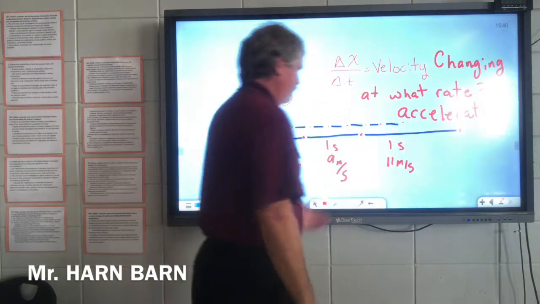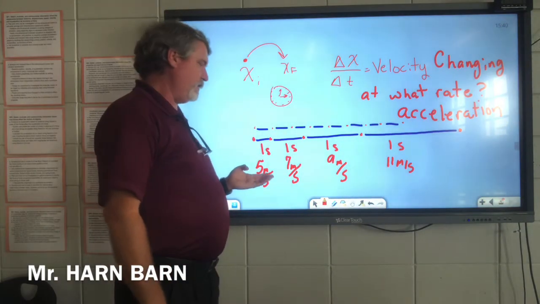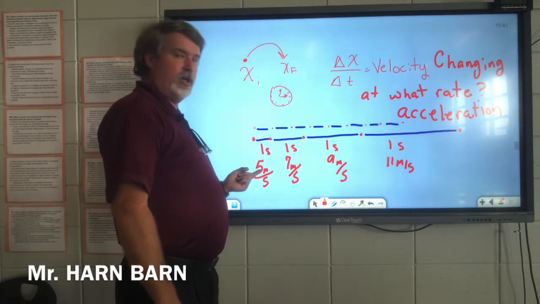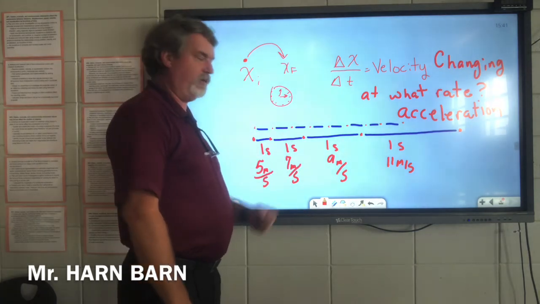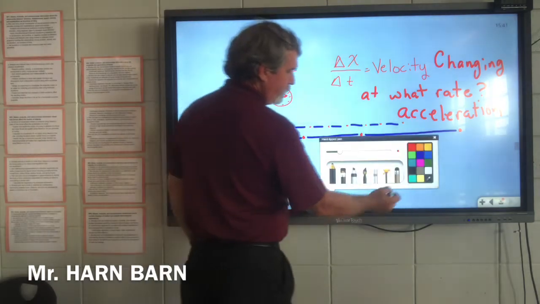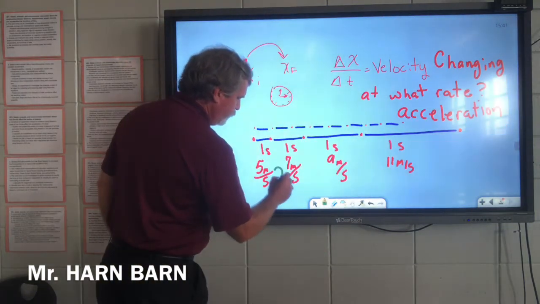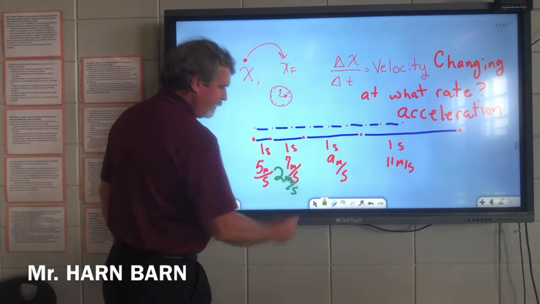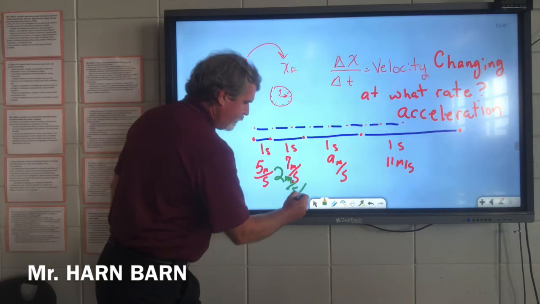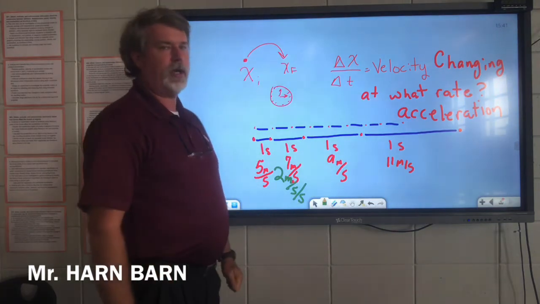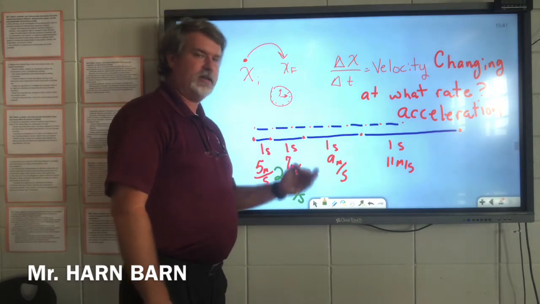Okay? Now, just look at these numbers right here that we've used. At what rate is this increasing? So it was going 5 meters per second. Now it's going 7 meters per second. So it increased by how much? It increased by 2 meters per second. And it took how much time to do that? Another second. So a good way to write acceleration units are meters per second per second.